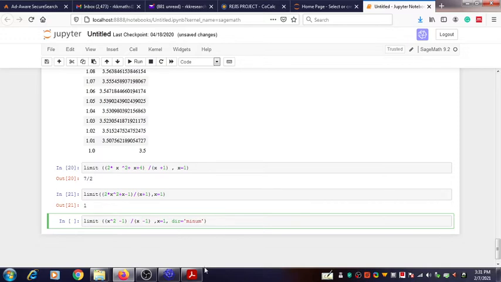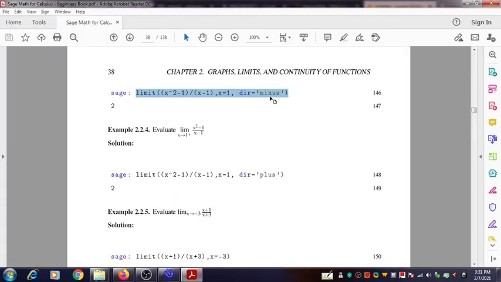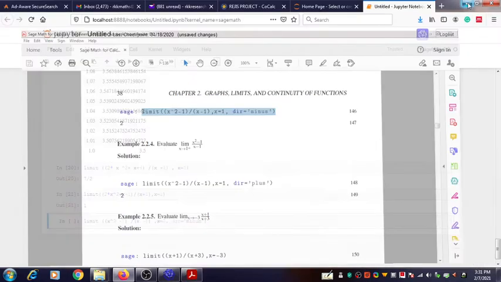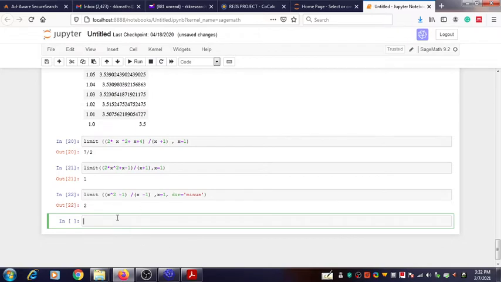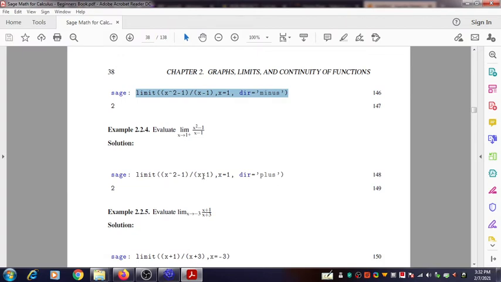Is this minus? No error must be there while typing. Minus must be typed correctly. Okay, let's take the output. The output is 2. So the left limit is 2 for that expression.